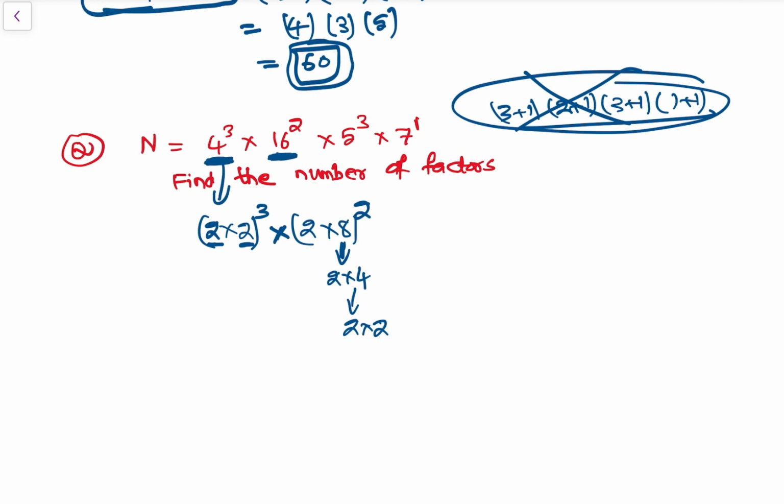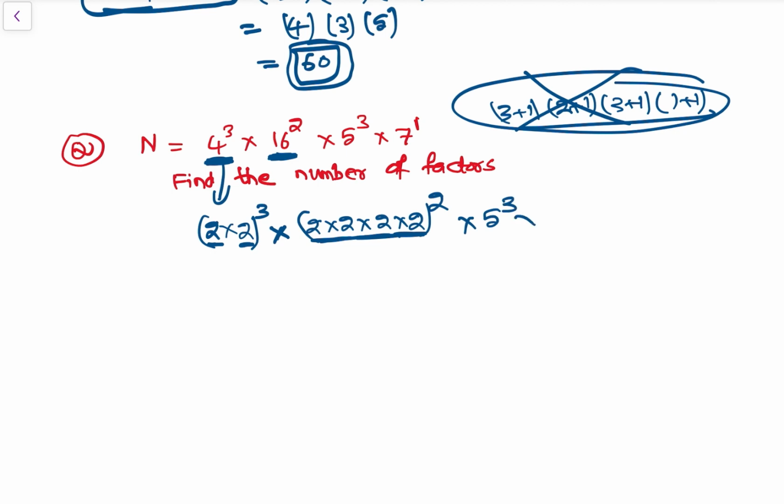Let me erase this and write it. So basically we are writing 16. 16 can be written as 2 into 2 into 2 into 2 to the power square. That is 2 2s are 4, 4 2s are 8, 8 2s are 16. 16 square into 5 to the power 3 into 7 to the power 1. Now 2 into 2 is 2 square. So 2 square to the power 3 into 2 to the power 4 to the power 2 into 5 to the power 3 into 7 to the power 1.